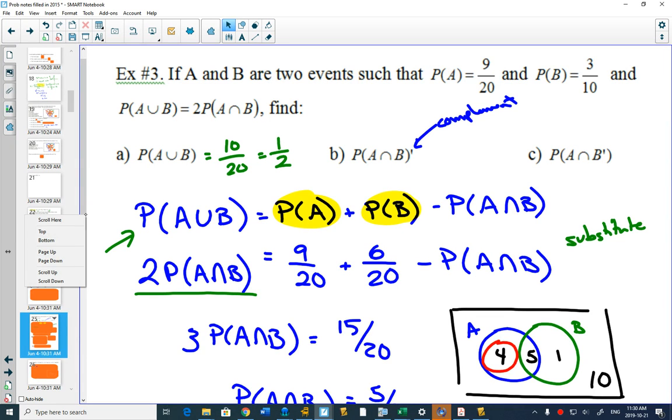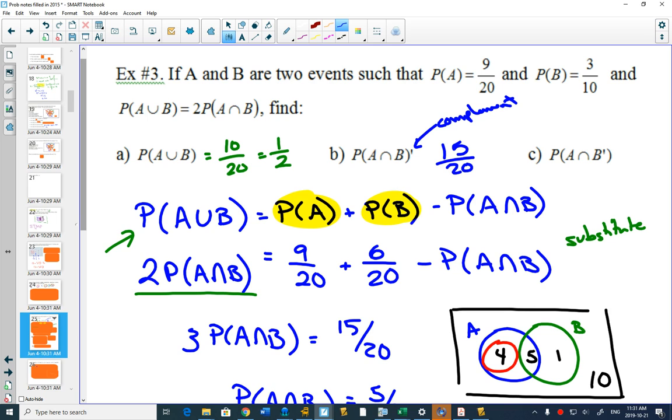So now that we've drawn out a Venn diagram, parts B and C can be easier to figure out. In fact, we can figure them out directly from our Venn diagram. What is the probability of not, that little dash mark is the complement, not A and B? How many people are in A and B? 5. How many are not in A and B then? 15. So part B you can figure out directly as being 15 out of 20 from your Venn diagram without having to use any formulas.